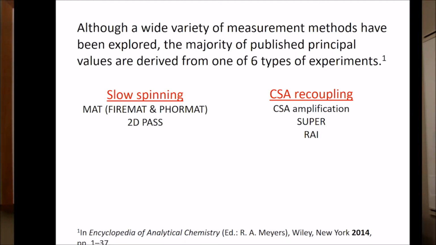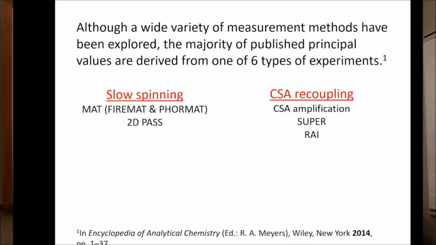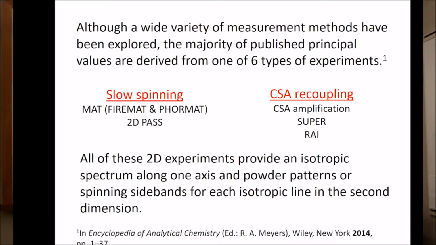The family of CSA amplification experiments is one example. SUPER is another method that gives individual powder patterns without sidebands for each resonance. And RAI is a third method of CSA recoupling. And like I said, all these 2D experiments provide a 1D spectrum with one line per resonance on the one axis, and powder patterns for each resonance on the second dimension.